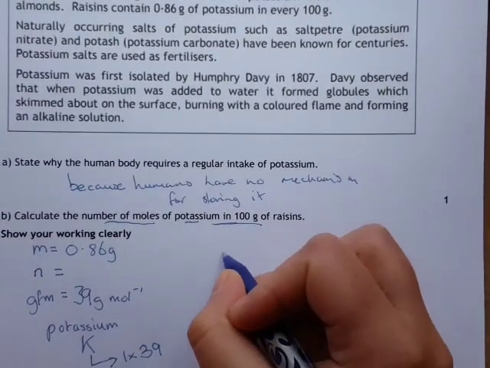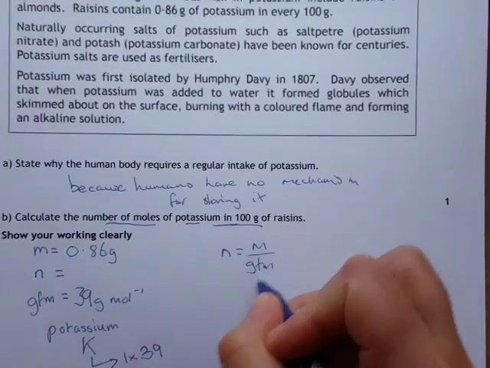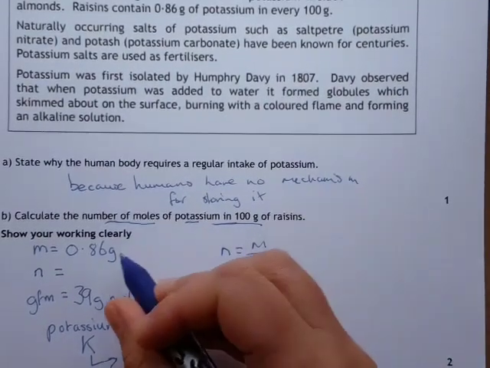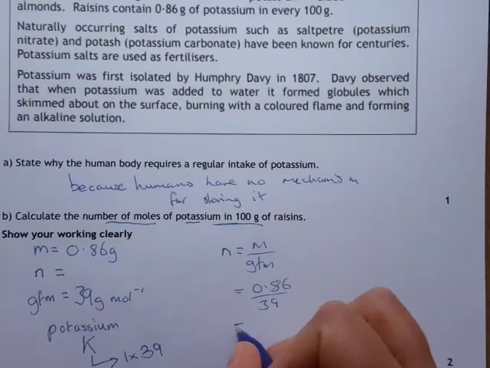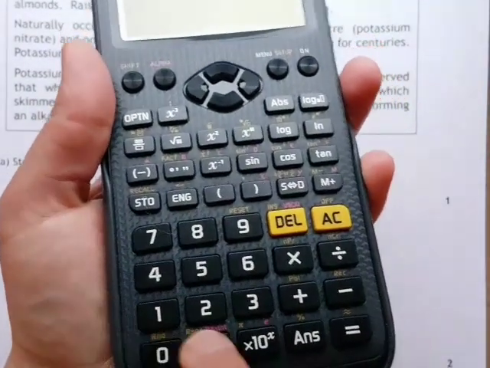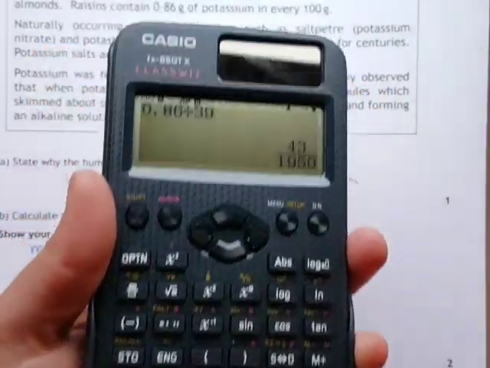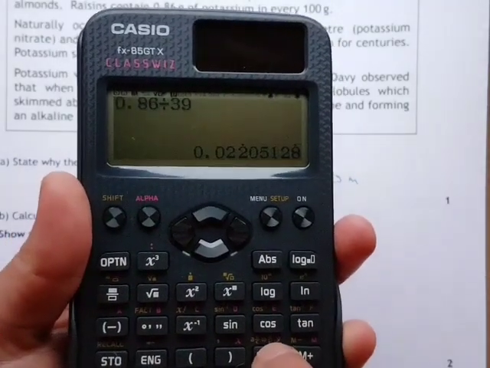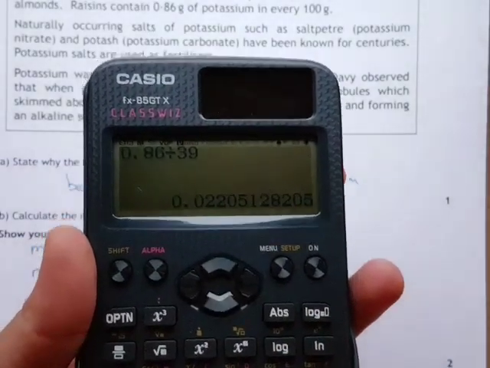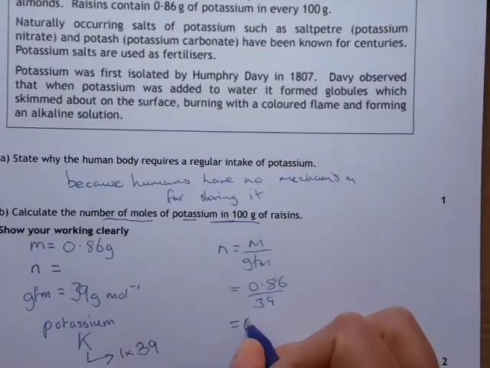And now that we've worked that information out, it should be nice and easy to use n equals m over GFM to work out the final answer. So you're going to do 0.86 divided by 39. The mass was 0.86 grams, GFM was 39. And then that works out as 0.022. So you can either round that to 2 or 3 decimal places. I think I'm just going to round it to 2 decimal places. So that comes out as 0.02 moles.